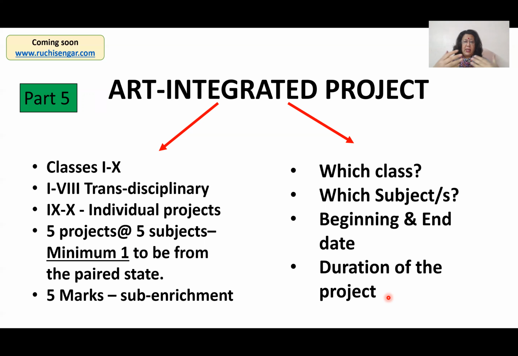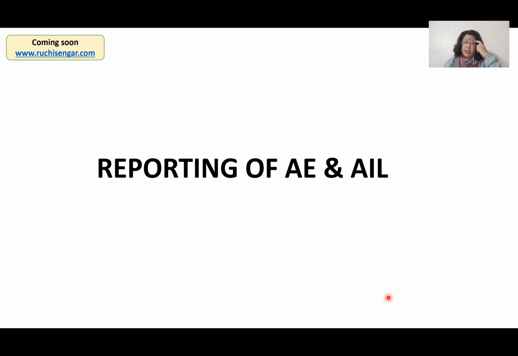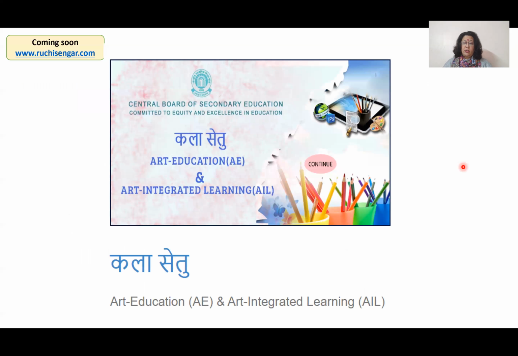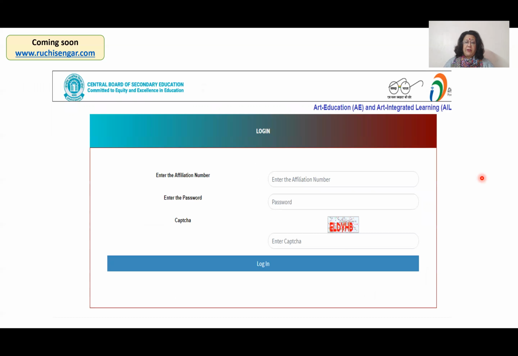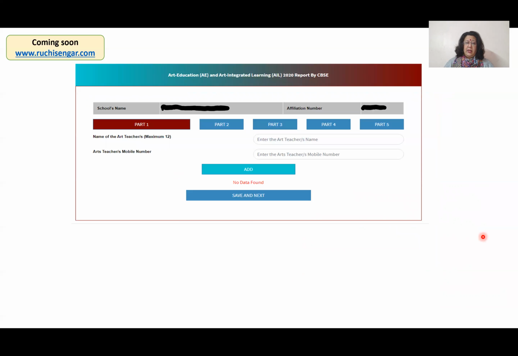Now let us actually see with the visuals how this uploading has to be done. So the reporting of AE and AIL, that's art in education and art integrated learning. So that's the Kala Setu. It very clearly says here that you continue. When you continue, the first thing you would see is your school affiliation number, the password. You have to do the CAPTCHA, you have to log in. Simple.